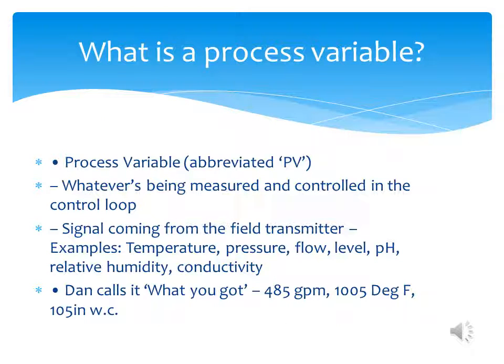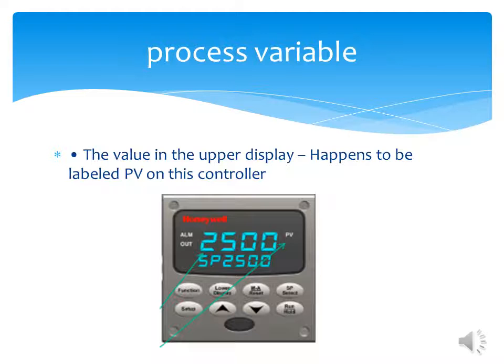What is a process variable? Process variable, abbreviated PV. Whatever is being measured and controlled in the control loop. The signal coming from the field transmitter. Examples: temperature, pressure, flow, level, pH, relative humidity, conductivity. Dan calls it what you got. The value in the upper display happens to be labeled PV on this controller.